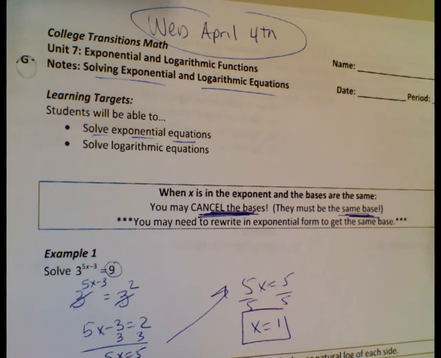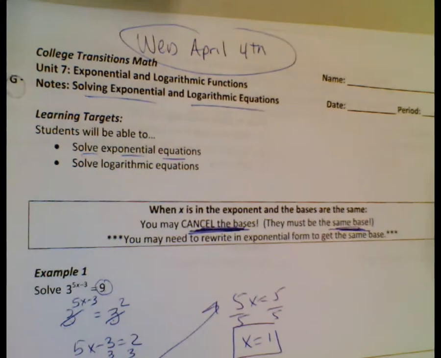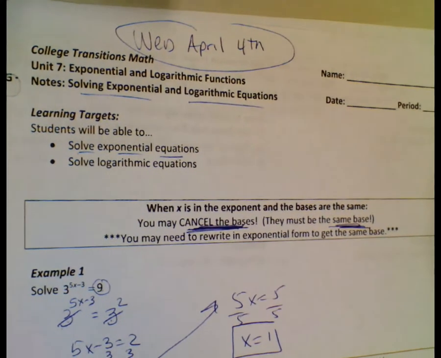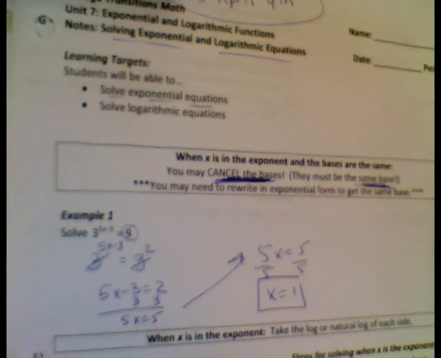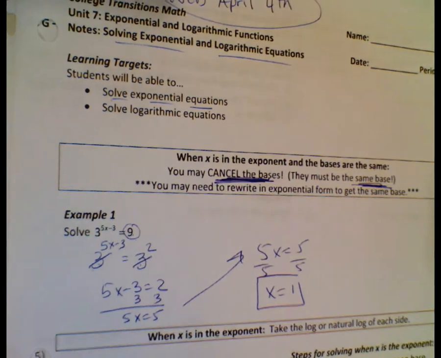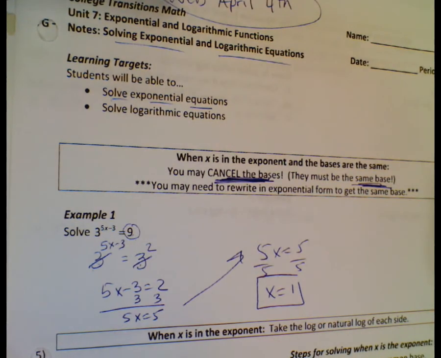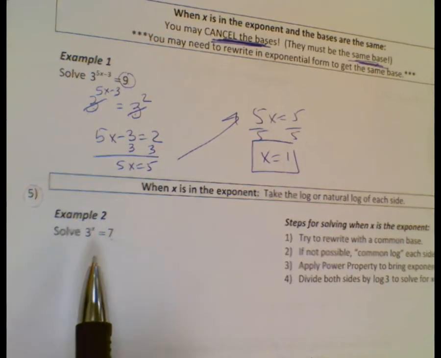Okay, when x is the exponent, again, we can also do it. So in this problem, we could change it to the same base. In this problem, we cannot change 7 to a 3. You can look at the board up there. There's no 7 on the board. So we cannot change these to the same base.